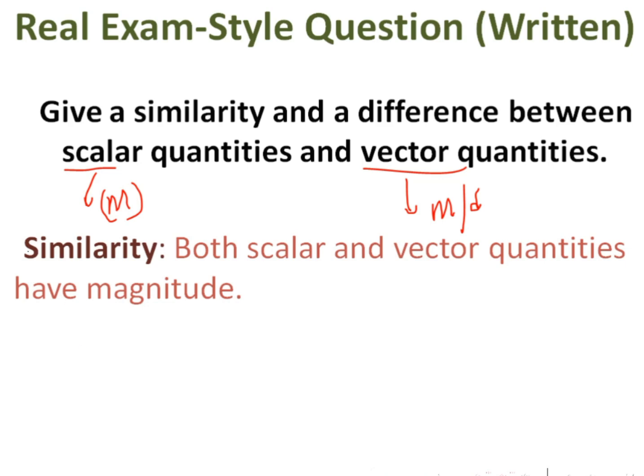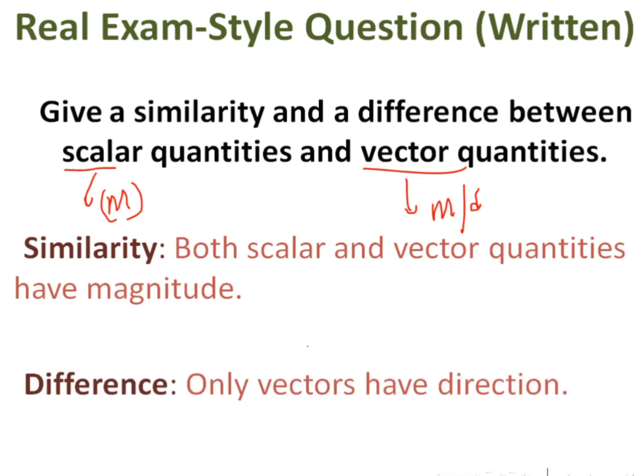So, we have to write the first point about similarity. We can mention both the scalar and vector quantities have magnitude. Next, we can mention the difference. What's the difference between scalar quantities and vector quantities? Yes, only vectors have direction.